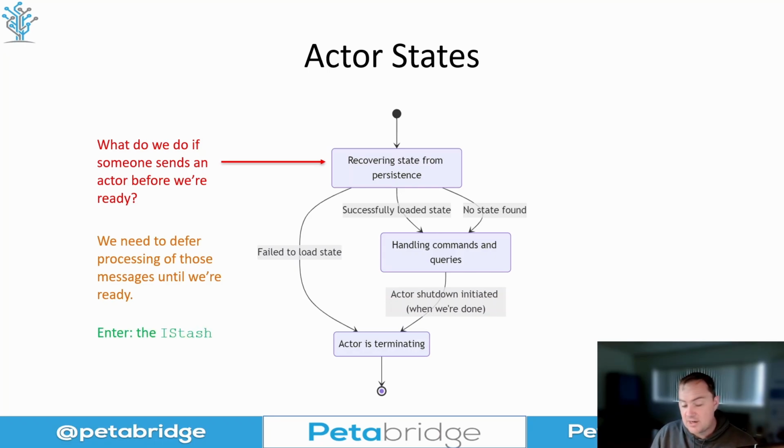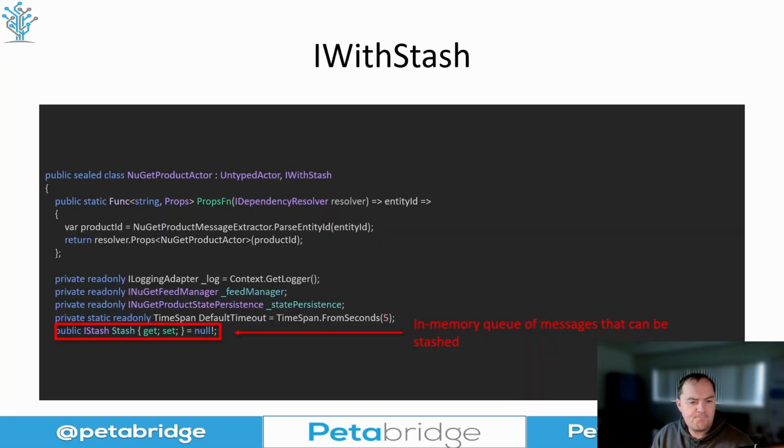The IStash interface in Akka.net is the component that we use in order to make sure the actor has a very simple built-in tool for being able to do this. The actor can take messages it can't process right now, move them into the stash, and then move them back out of the stash once we're ready to process them. So let's dive into some more details on that. This is a little bit of the actor code we're going to take a look at. And there's two things to pay attention to here.